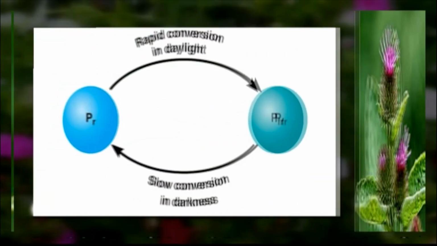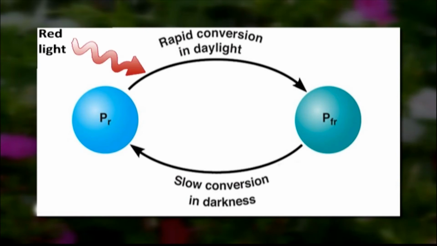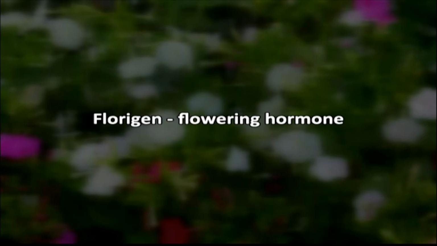florigen. If this process is somehow interrupted by a flash of 660 nanometer light, the PR is immediately reconverted to PFR and the night's work is almost undone. But a subsequent exposure to far-red, that means 730 nanometer light, converts the pigment back to PR form, and the steps which lead to the release of florigen, the flowering hormone, as you know.